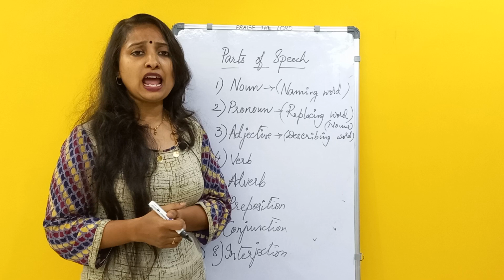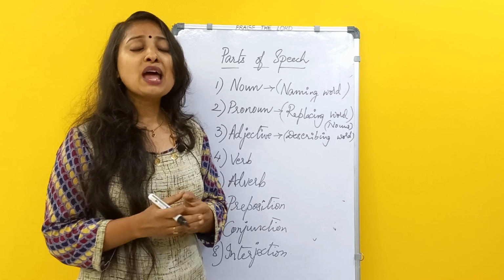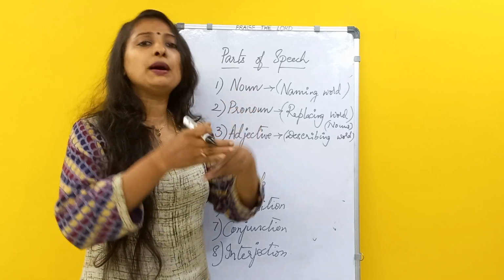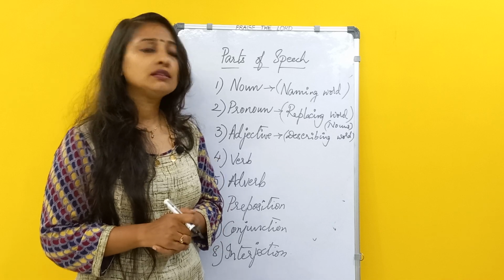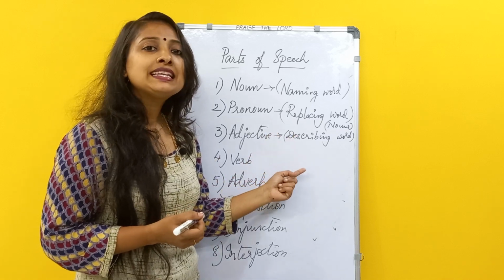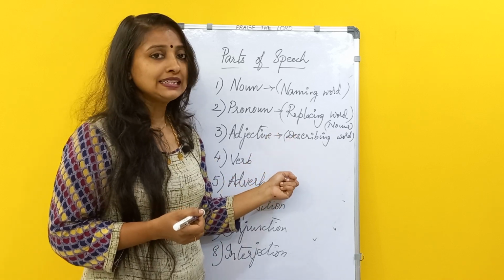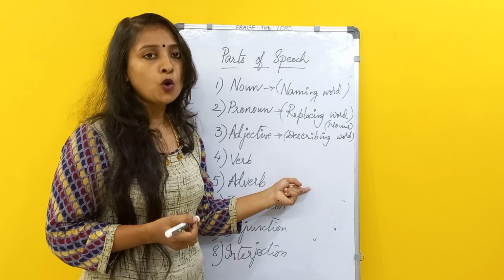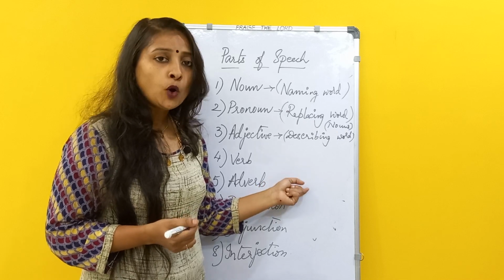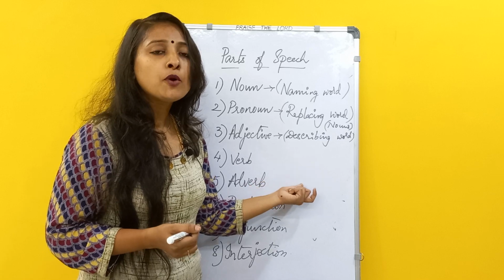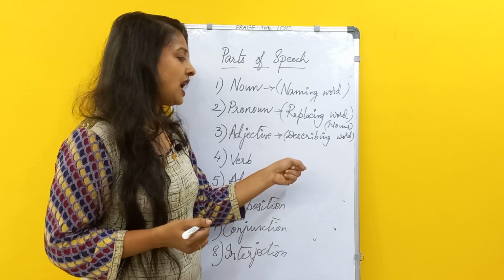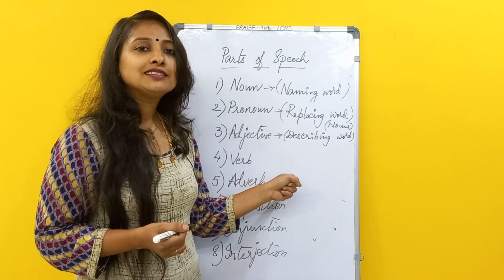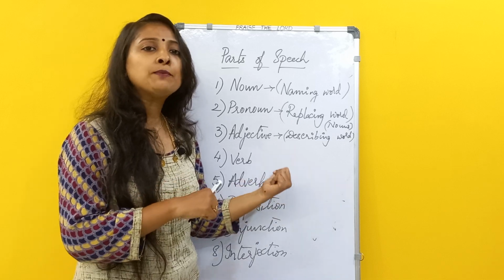What does this describing mean? Describing means telling something about a noun. Okay, what is this? This is a noun, I said, isn't it? What is that? That's a board. What type of board is it? Which board is it? It is a white board.